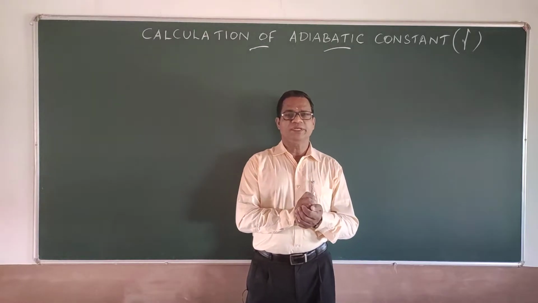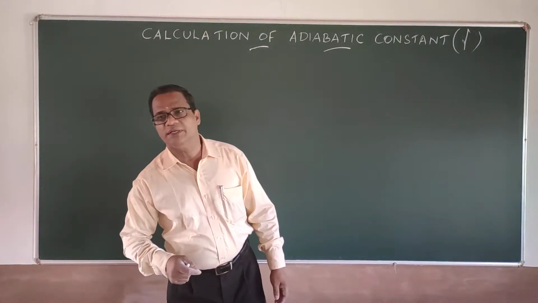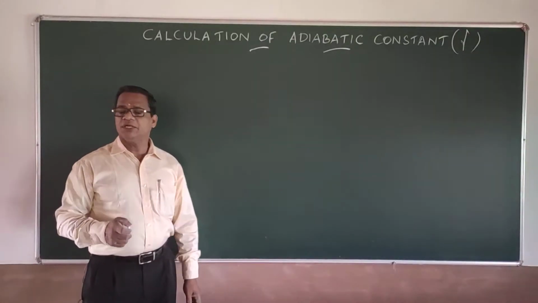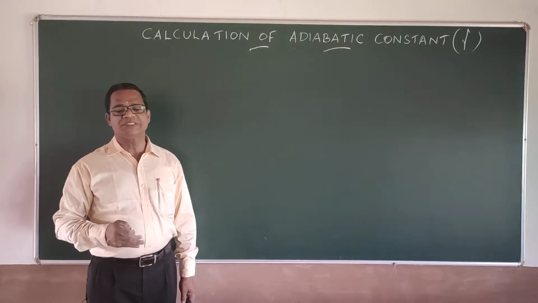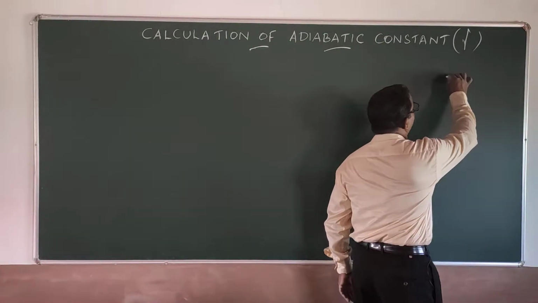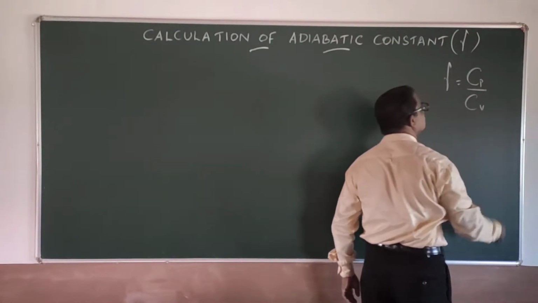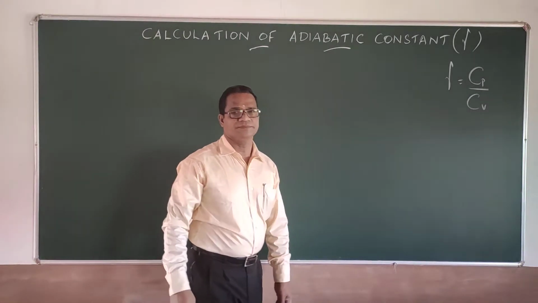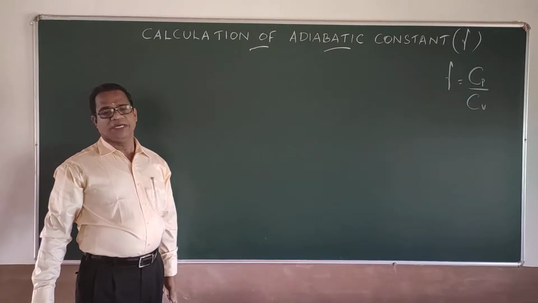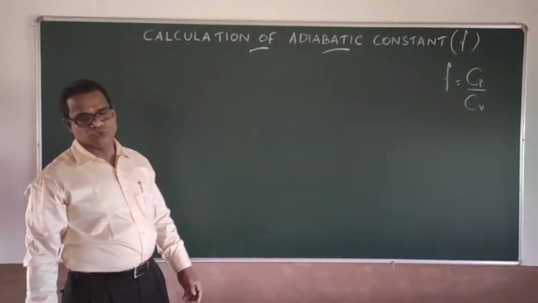In this video, we discuss calculation of adiabatic constant of a gas. You know that adiabatic constant is nothing but the ratio of specific heats of the gas, that is gamma equal to Cp by Cv, which we have already defined. Now, how to arrive at that condition and what is the value of gamma? That is what we are going to calculate in this one.